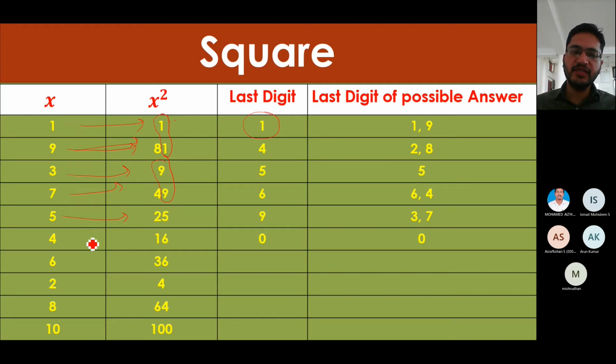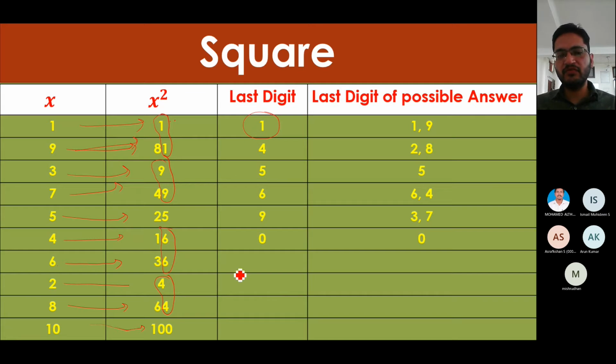5 square is 25. 4 square is 16, 6 square is 36. And squares of these two numbers, 4 and 6, end with 6. 2 square is 4, 8 square is 64, and squares of these numbers end with 4. And 10 square is 100. Now this is the conclusion.